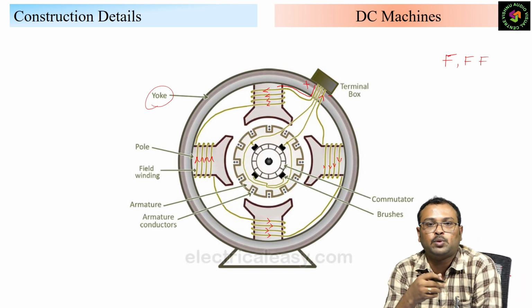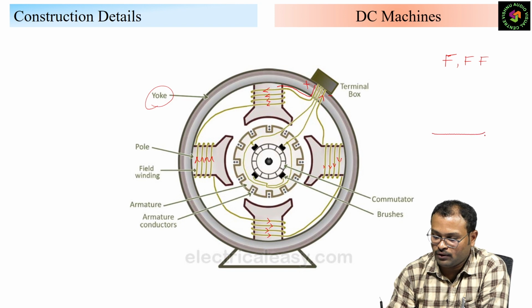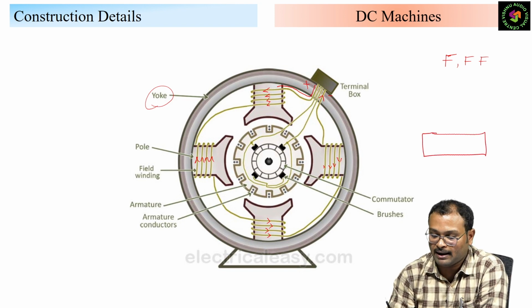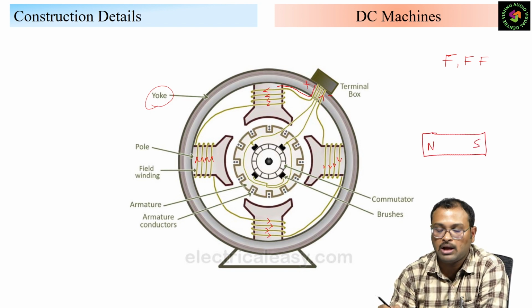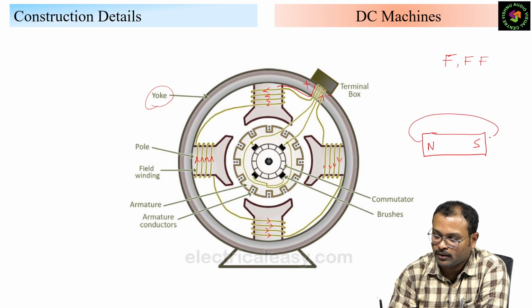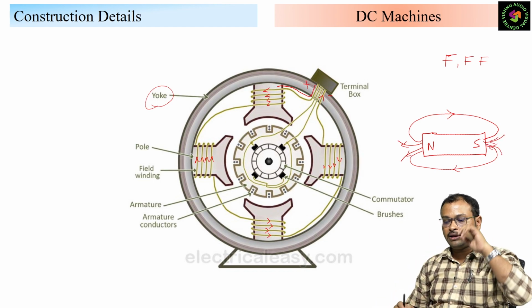So we have two types of poles, north pole and south pole. Generally we know that if this is a permanent magnet, with a north pole and a south pole, the flux will flow from the north pole to the south pole. This is the direction of flux. The flux lines come outside from the north pole and go inside towards the south pole. So here we are generating the electromagnet.